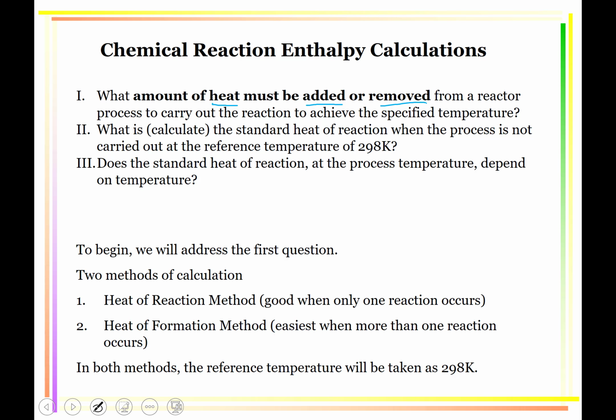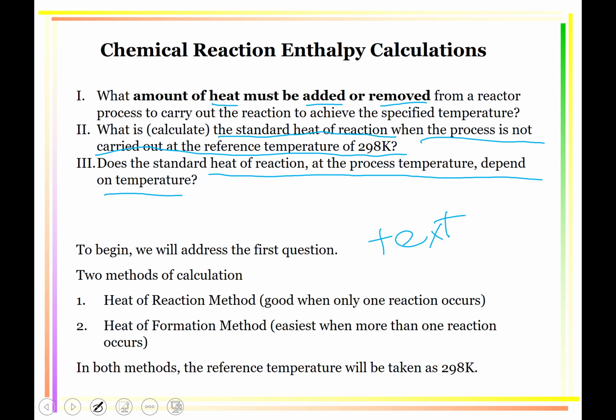And we also should be able to calculate the standard heat of reaction when the process is not carried out at the reference temperature of 298 K. And we can also ask, does the standard heat of reaction at the process temperature depend on temperature? So I'm going to be teaching you two different methods. These are also clearly explained in your textbook, so I would urge you to read the sections and practice the example problems described in this section.